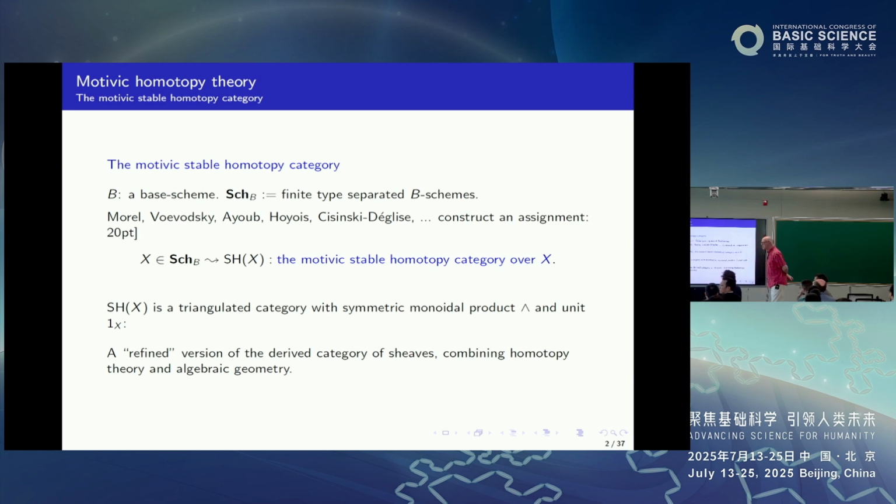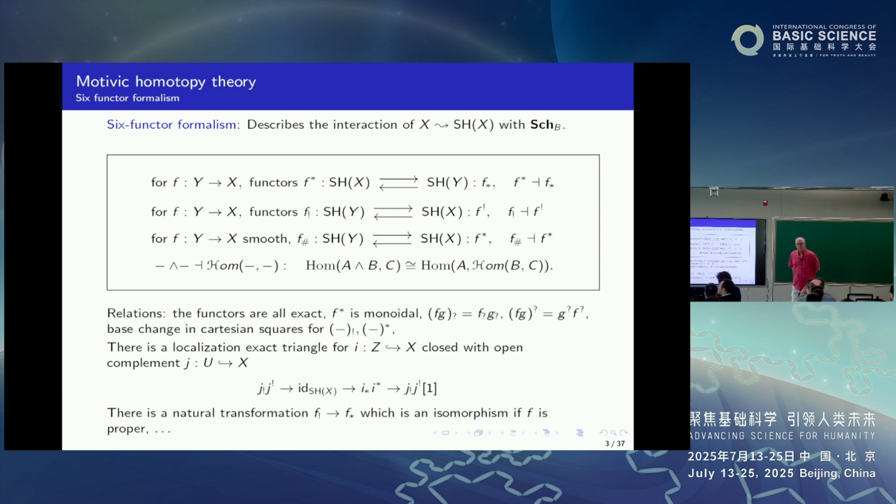Okay, so the basic construction associates to one of these B-schemes X a triangulated, so tensor, in other words symmetric monoidal category, the Motivic stable homotopy category of X. And you can think of this as a sort of refined version of the derived category of, say, sheaves of abelian groups on X. It contains a lot of information about homotopy theory and at the same time about algebraic geometry. That's the idea in the construction. And central to these structures, as you vary the B-scheme X, is the so-called six-functor formalism.